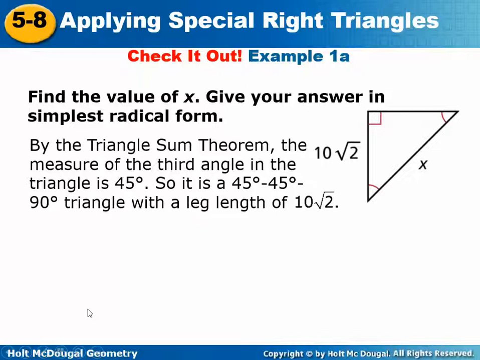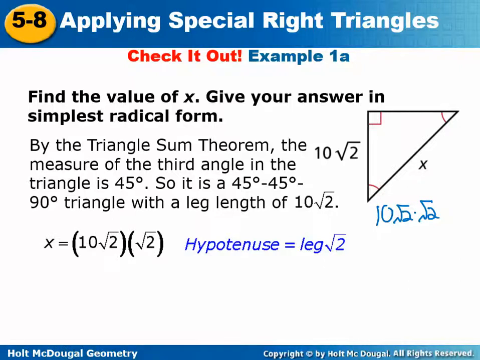Okay, in this one, we know that the leg is 10 square root of 2, and we want to find the hypotenuse. So we have to take 10 square root of 2 times the square root of 2. Now don't think that because it already has square root of 2 with it, you don't have to multiply it by the square root of 2. You still do, just like the theorem says. But what is the square root of 2 times the square root of 2? The square root of 2 times the square root of 2 is 2. So this part right here is equal to 2, and 10 times 2 is 20. So the hypotenuse would be 20.